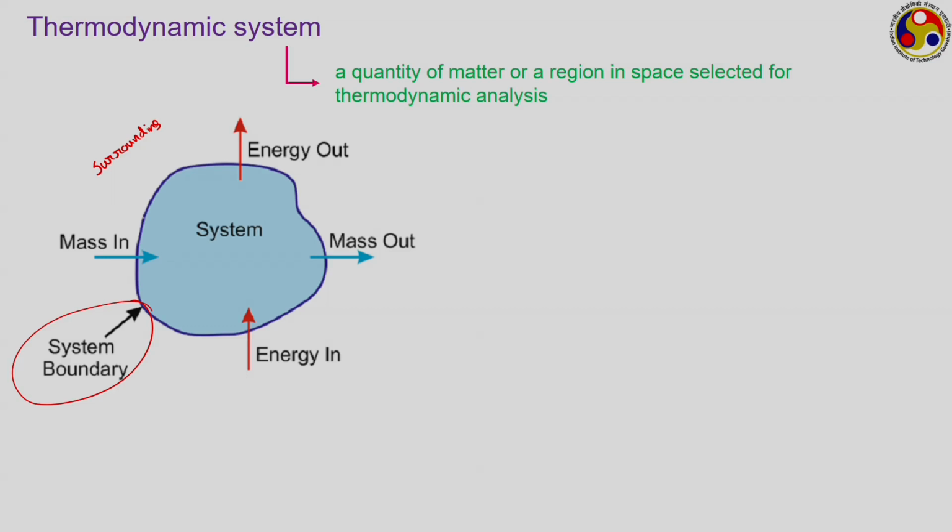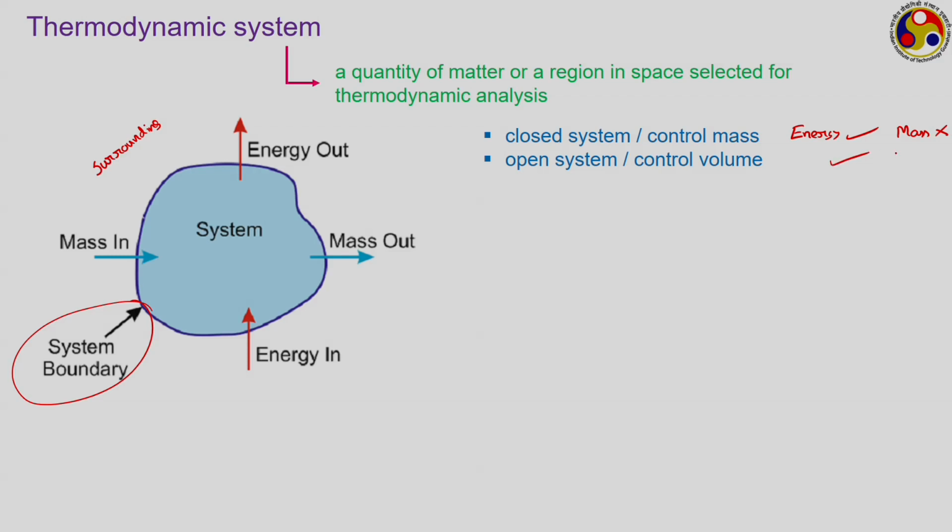Now, depending upon the nature of the interactions between system and surrounding, we can classify systems into two categories: closed systems or control mass system and open system or control volume system. For closed system, there is only energy interaction, there is no mass interaction. That is, we can have energy interaction definitely, but no mass interaction for closed system. Whereas, for open system, mass is allowed to move in or out of the system. Therefore, for an open system we can have both energy interaction and mass interaction as well.